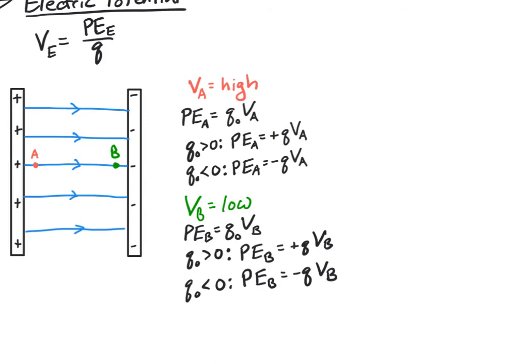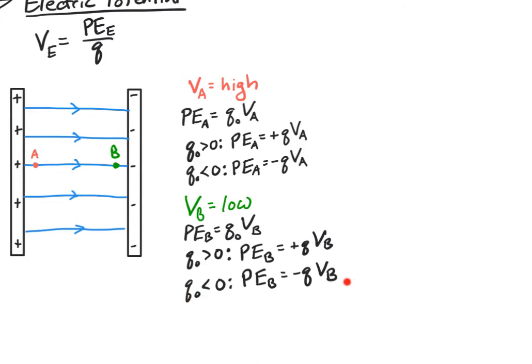we see that if the charge is positive, if I place a positive charge here, I get plus Q times VB. But if a positive charge is over here, it should have a low amount of potential energy. Here I have a positive number times VB. Well, this is a small number, and I have a positive number times it. So, okay, that's small.